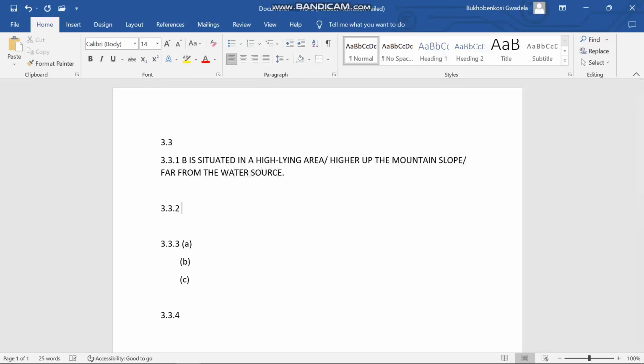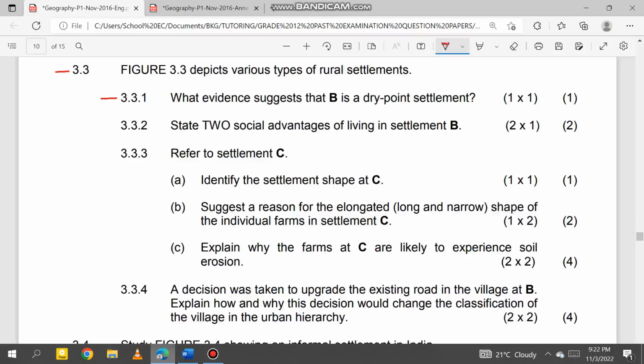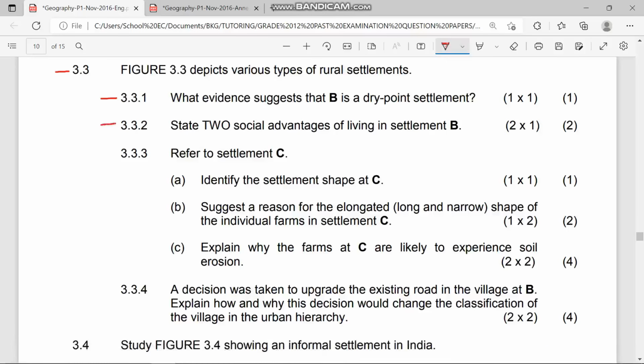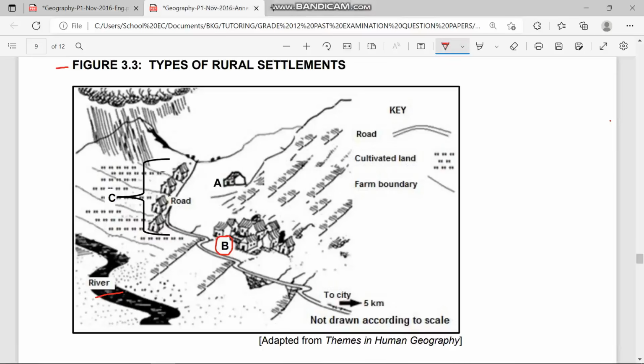Okay, let's jump to 3.3.2. So 3.3.2 says state two social advantages of living in settlement B. You can see that at B, the houses are close to each other. The neighbors living in these houses around here, so there's accessibility of social interaction. You can also say there's safety and security.